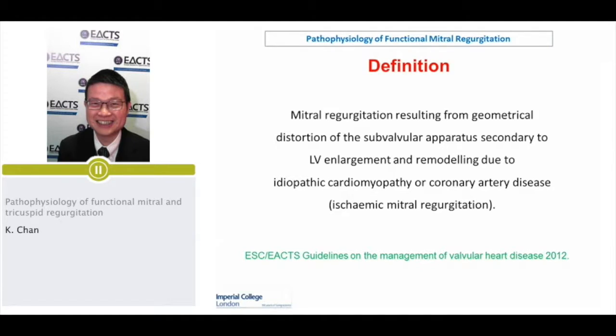But first of all, some definitions. Functional mitral regurgitation is mitral regurgitation resulting from geometrical distortion of the subvalvular apparatus, secondary to LV enlargement and remodeling due to idiopathic cardiomyopathy or coronary artery disease, so-called ischemic mitral regurgitation. I'll focus more on ischemic mitral regurgitation because that's the more established intervention on the mitral valve when we talk about mitral repair for functional mitral regurgitation.